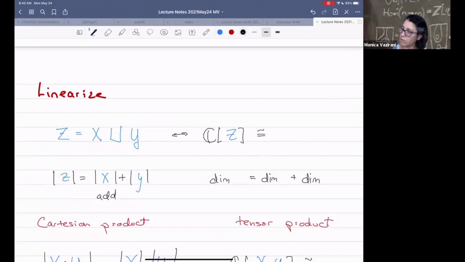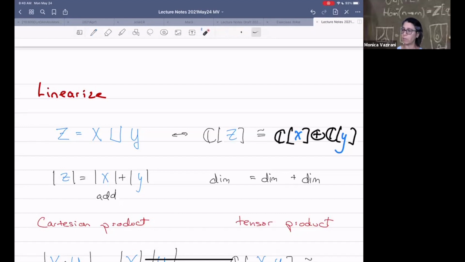Right? So this is going to be isomorphic to the direct sum of these two vector spaces, right? This is like our C2 direct sum C3, and the dimensions add. Okay, so on the set level, we can do that. Now that's for addition. What about multiplication?